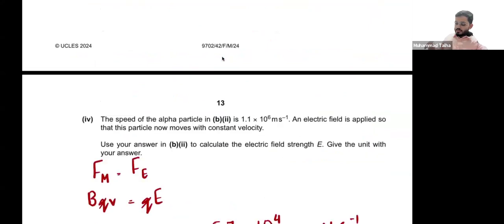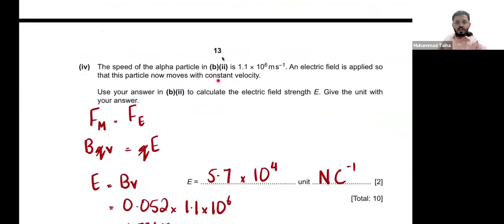All right, next part. Speed of the alpha particle is now this much, an electric field is applied so that the particle now moves with constant velocity. Use your answer in B2 to calculate the electric field strength. Give the unit with your answer. So for this to now move with constant velocity, this means that both of these forces cancel each other out. So magnetic force equals the electric force. BQV equals QE. Q's cancel out.